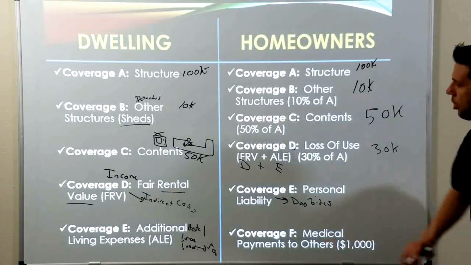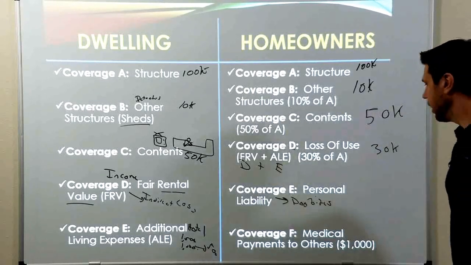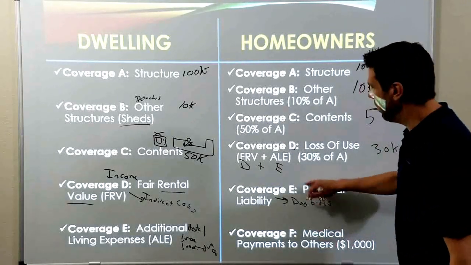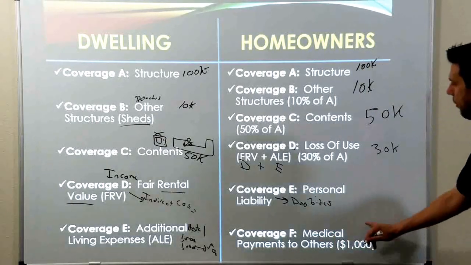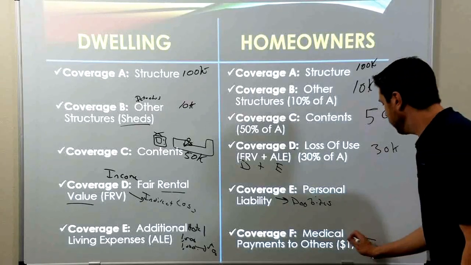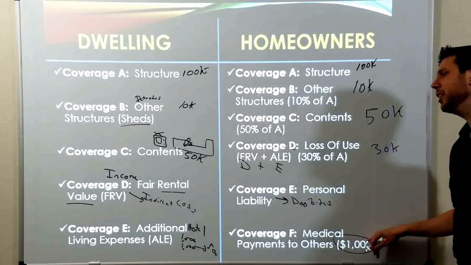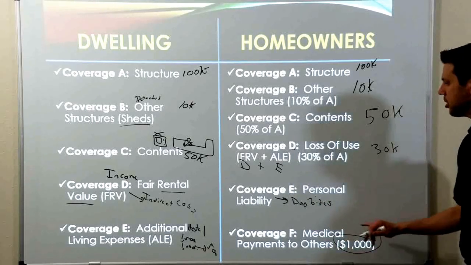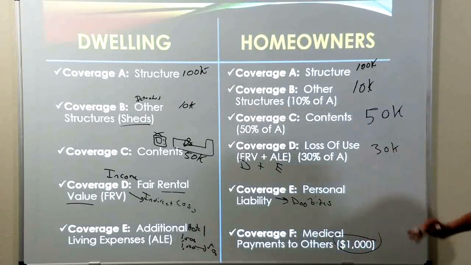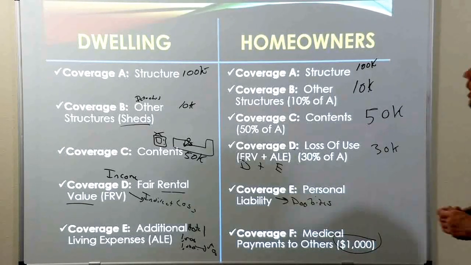Coverage F under homeowners is known as medical payments to others. This goes hand in hand with liability. Coverage F, if my dog bites somebody, it's going to pay their medical bills for $1,000. Hopefully they don't sue me and I have to use coverage E. We'll talk more about medical payments a little bit later. We're just getting the gist of the differences between the two.